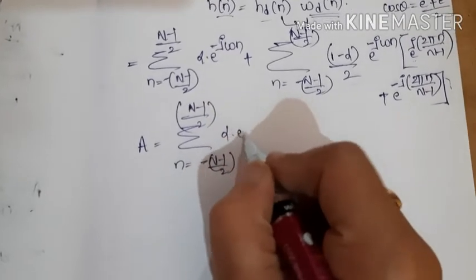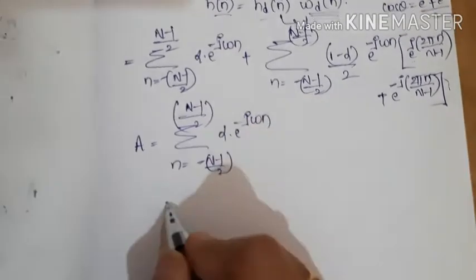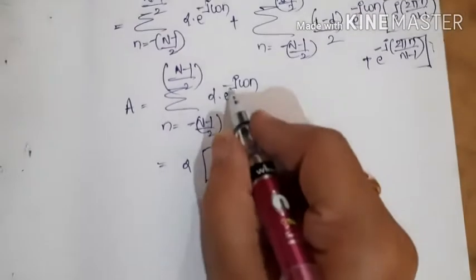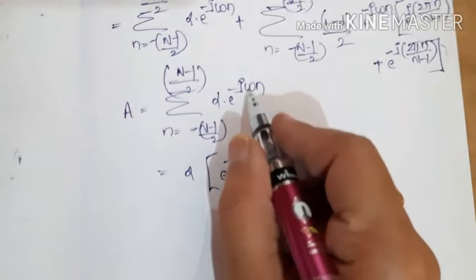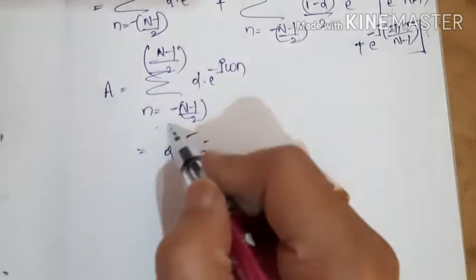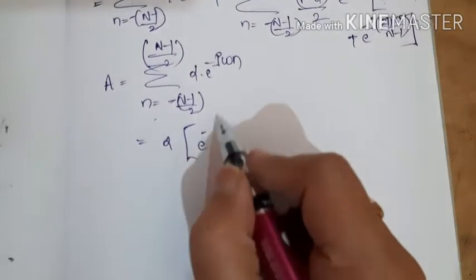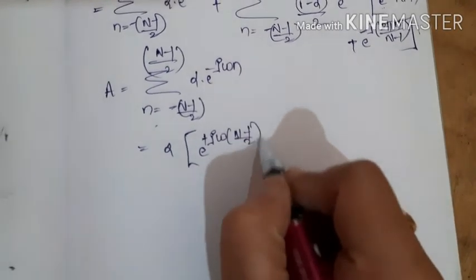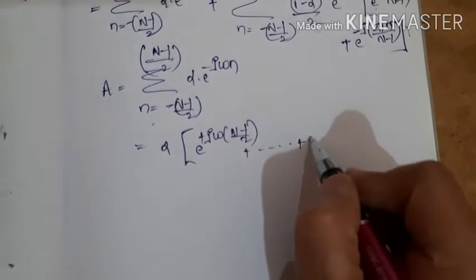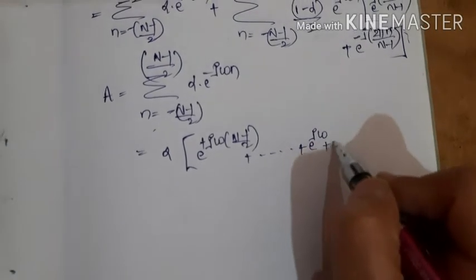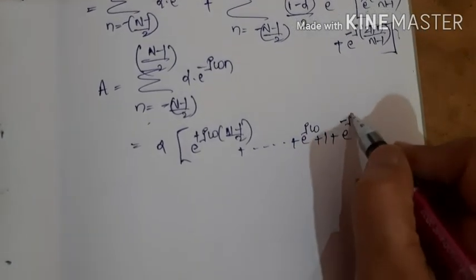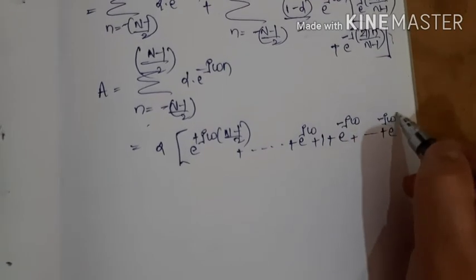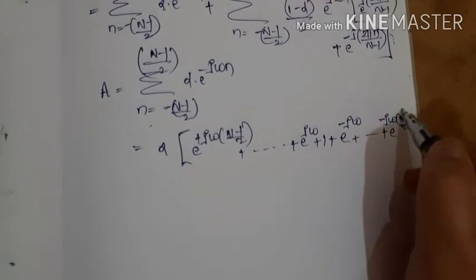So alpha into e power minus j omega n. First I am expanding the series. Minus j omega into n. N is nothing but here minus of n minus 1 by 2. So plus j omega n minus 1 by 2. After expanding like this, I will get e power j omega, next 1, next e power minus j omega up to e power minus j omega n minus 1 by 2.